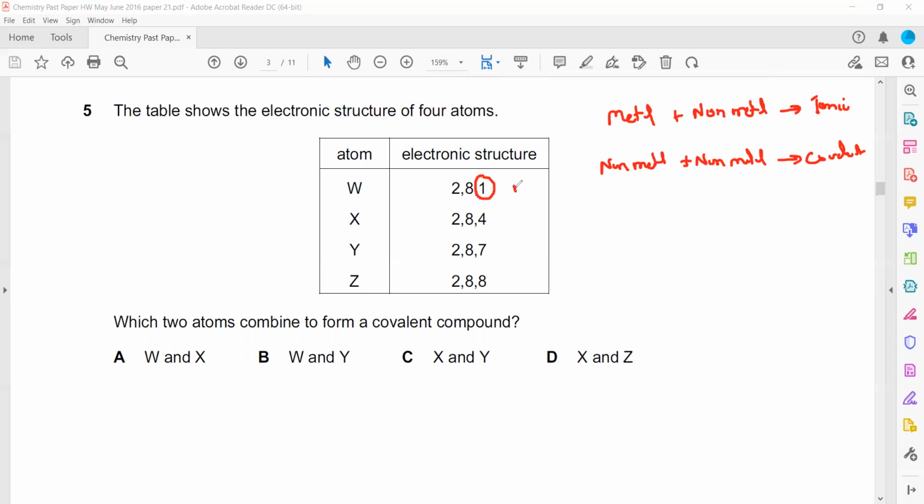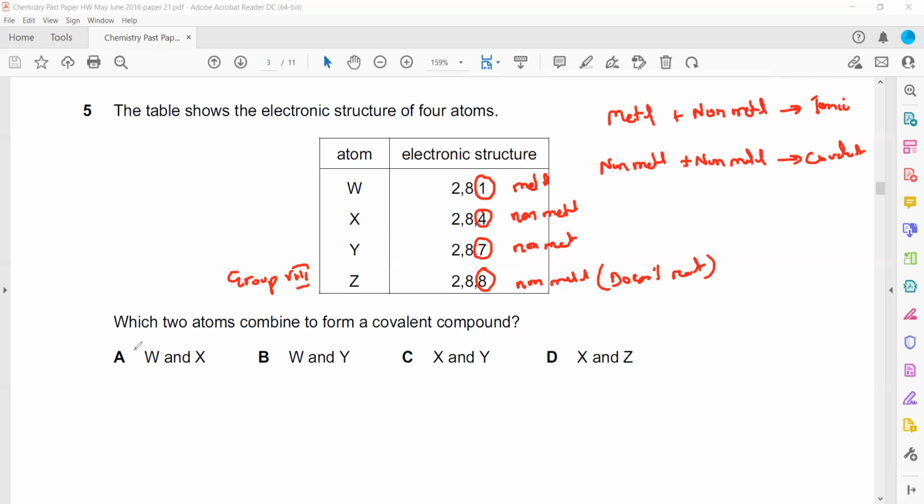So W is a metal. When you check X, 4 electrons, so it is a non-metal. When you check Y, 7 electrons, so it is a non-metal. When you check Z, 8 electrons, so it is a non-metal. But because it has 8 electrons, it means it is a group 8 non-metal, and a group 8 non-metal does not react. So there is no reaction.